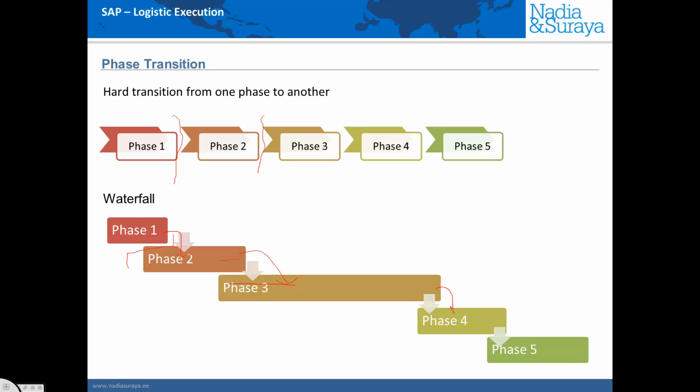Phase 3 to phase 4 is very common to have a waterfall, because it might be that they haven't finished delivering something and they're already doing some business testing. However, from phase 4 to phase 5, it's usually a hard transition, because there's a cutover and you can only go to phase 5 when everything in phase 4 has been completed.